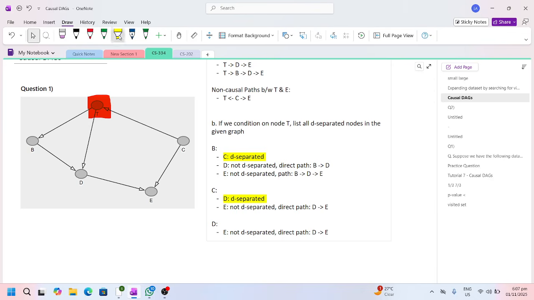What about C and E? C and E are not d-separated. They cannot be d-separated because a direct path exists between them. What about D and E? Yeah, D and E cannot be d-separated either, since there exists a direct path between them. So our final answer, listing all the nodes that are d-separated conditioned on T, will be B and C, and C and D. So these are the two pairs of d-separated nodes.